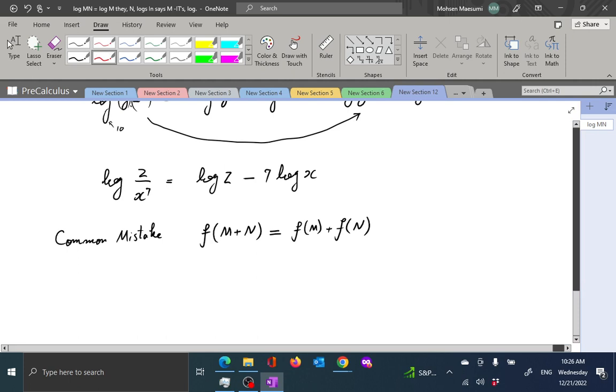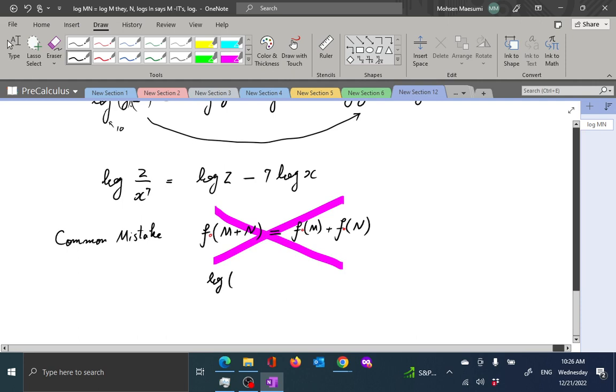Here's my remedy for this. Think about this: f of m plus n is not f of m plus f of n. They are not the same. So let's see, can we avoid that? What mistake is the student going to make?